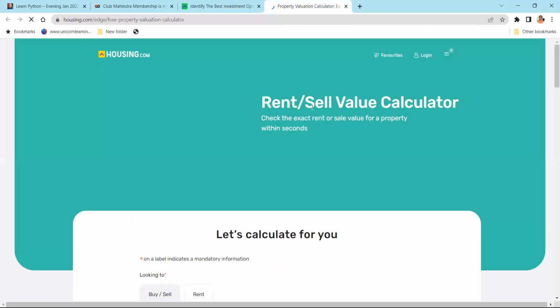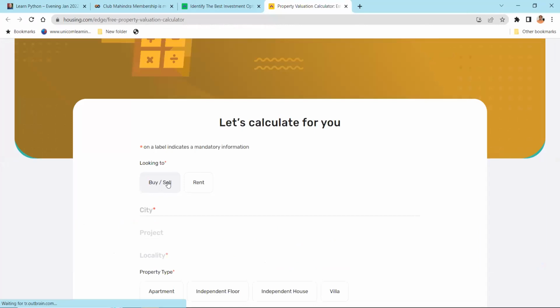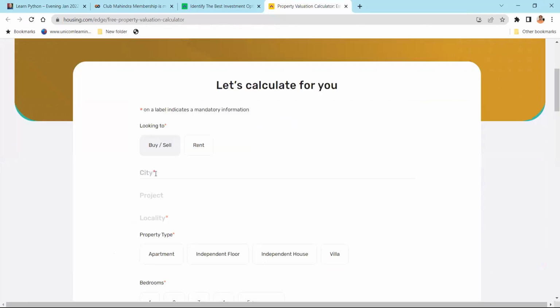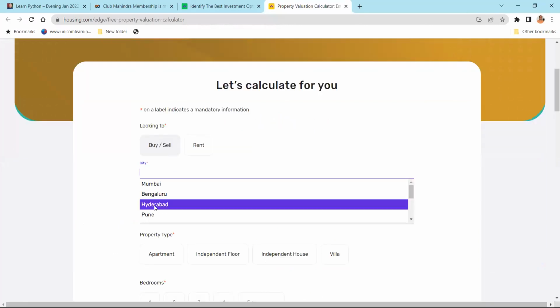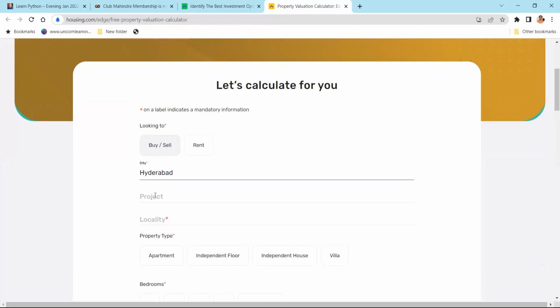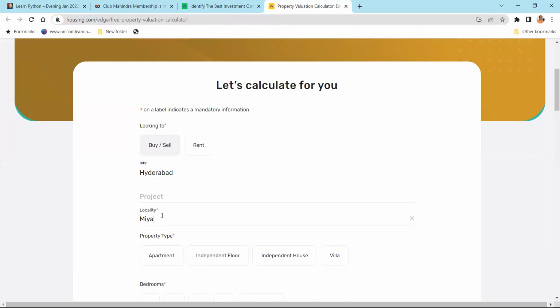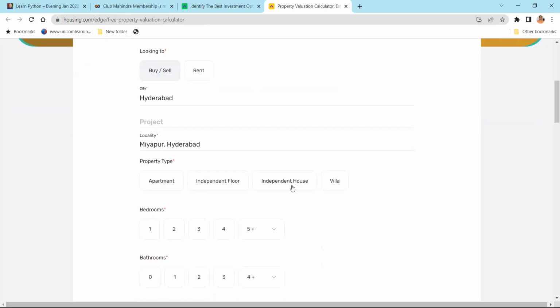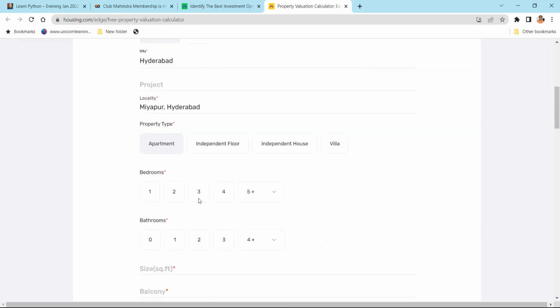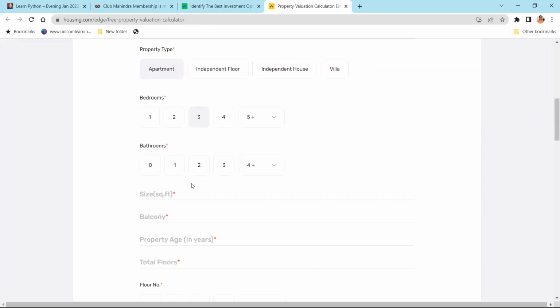So if you want to see this, let's calculate for a property you are looking to, let's say, buy. I'll say Hyderabad. Let's see, it has a project name also. Let's say we put the locality as Miyapur, right? We all stay somewhere nearby. Let's say we talk about an apartment with 3 bedrooms and 3 bathrooms.